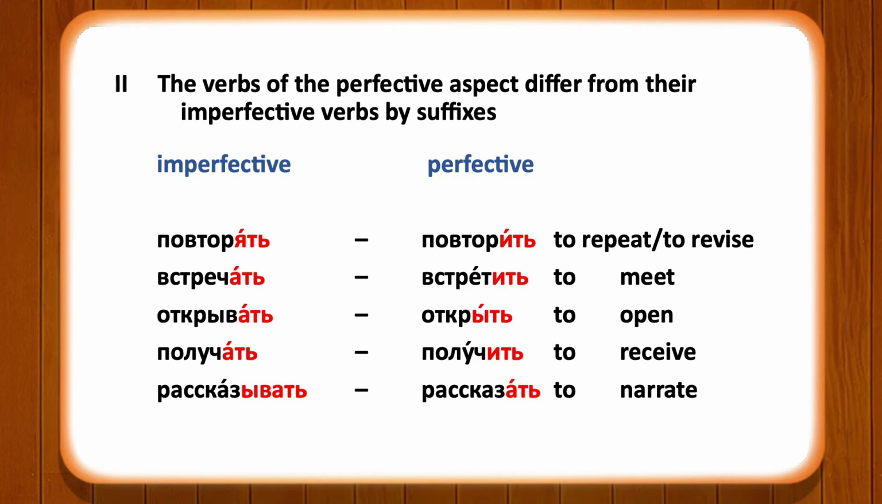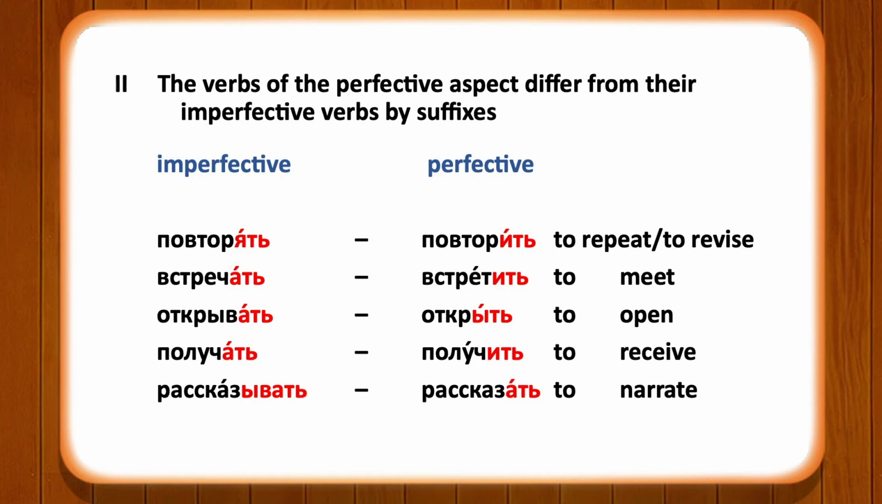Atkrivaj, atkrij. This is the next verb, atkrivaj, atkrij. Atkrivaj is an imperfective verb which means to open. Atkrij is the perfective counterpart of atkrivaj. Atkrij is perfective aspect verb. So atkrivaj and atkrij both mean to open. Atkrivaj is imperfective and atkrij is perfective verb.